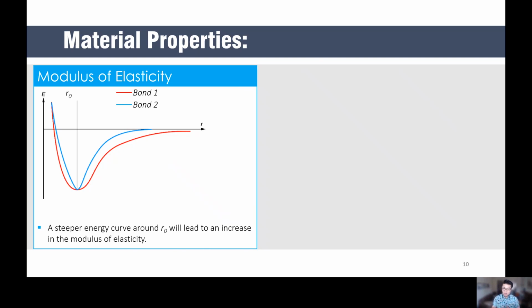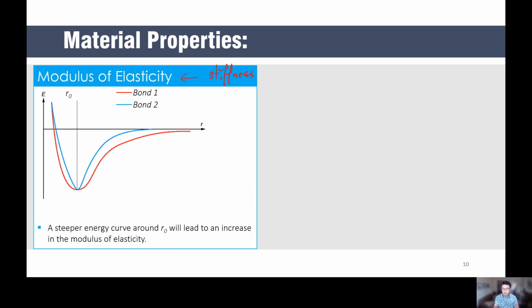There are other material properties that can arise, and in the next few lectures, we will talk about the modulus of elasticity, or the mechanical property of materials. One mechanical property is called the modulus of elasticity, or elastic modulus. Elastic modulus is the material behavior of stiffness, how stiff the atoms are when you try to pull them apart.